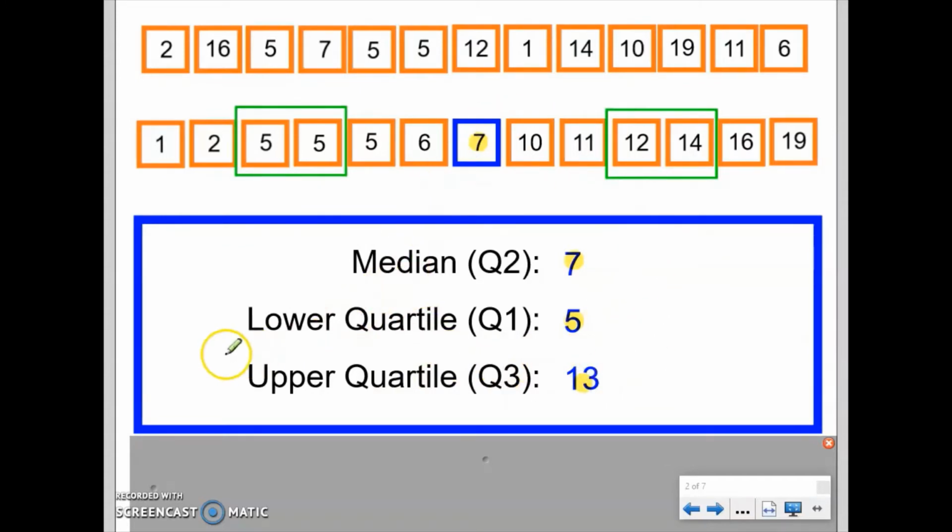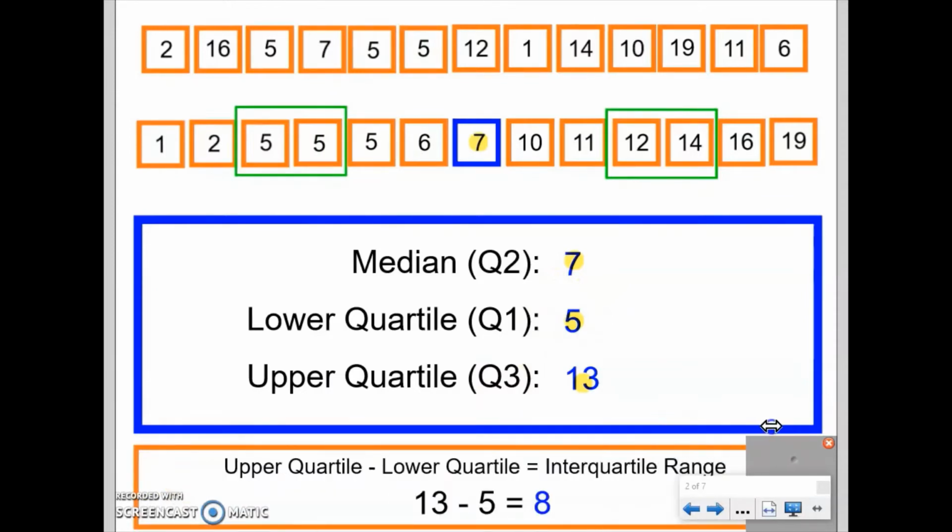Now I can go ahead and state what the interquartile range is. To find the interquartile range, I take my upper quartile and I subtract my lower quartile. That gives me the interquartile range. So in this question, the interquartile range is 8. The middle 50% of the data is spread over 8 data points. We're going from 5.